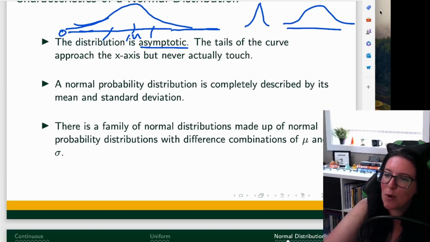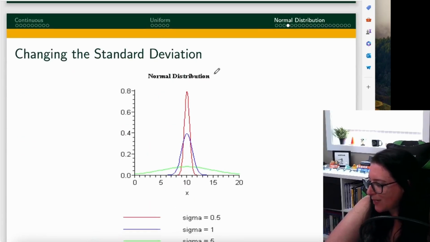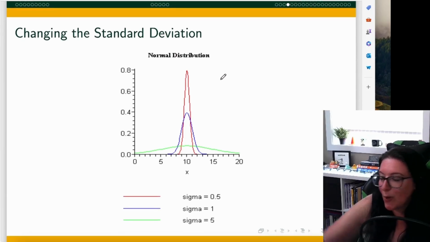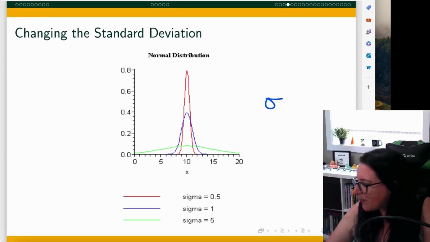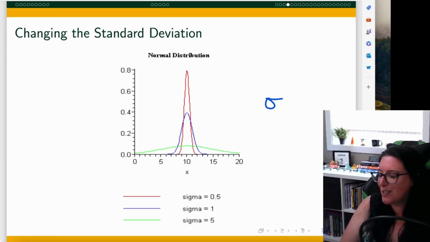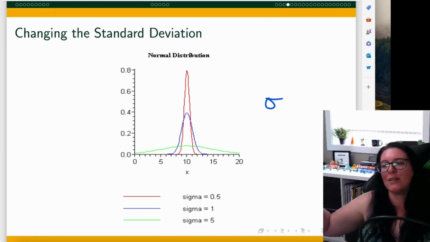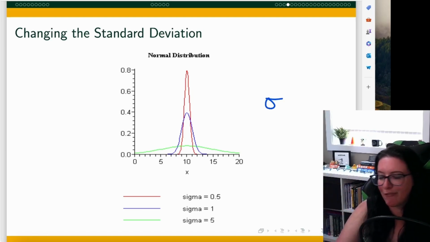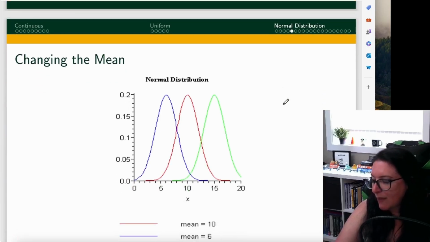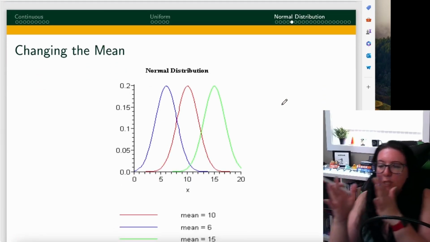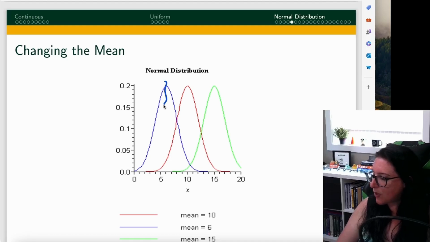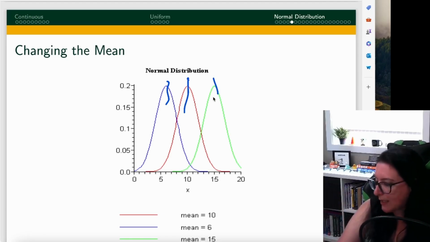So there's a family of normal distributions depending on those different combinations of mu and sigma. So here, for example, we're changing sigma. And as we said, that makes your distribution more fat or skinny. So the smaller that sigma is, the more tall and skinny it's going to be. And the bigger your sigma, the more variability in your data, and so the bigger, fatter your distribution will be. If you change the mean, that's going to shift where the distribution is located because it's going to be centered on that mean. So if you make the mean bigger, it's going to shift the graph to the right.